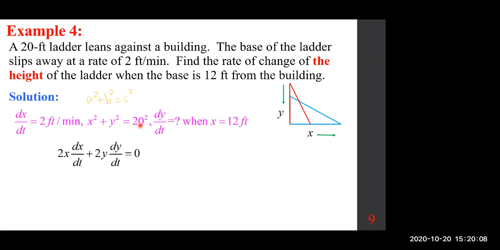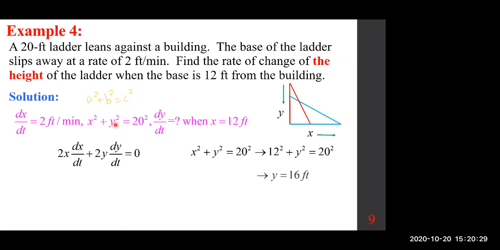Okay, now let's see what we have and what's missing. We have x is 12. We have dx/dt is 2 feet per minute. Then y we don't have, dy/dt we don't have. But when x is 12, we can use the Pythagorean theorem to find y. So replace the x with 12 now to find the y.